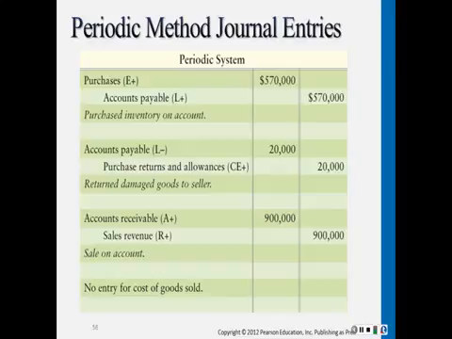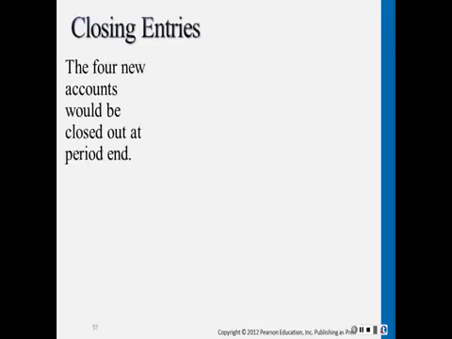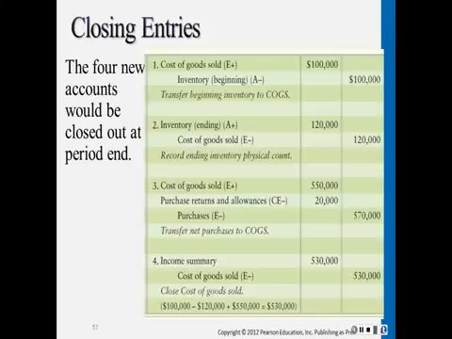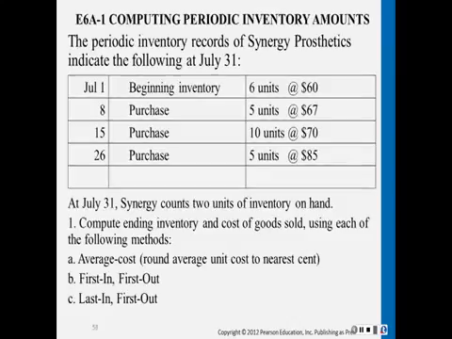If the invoice is paid within a discount period, a credit to the purchase discount account would be made at the time of payment. This is similar to sales discounts, but rests on the books of the buying company. The 4 new accounts would be closed out at the period end. Cost of goods sold, inventory, purchases, returns and allowances, cost of goods sold.